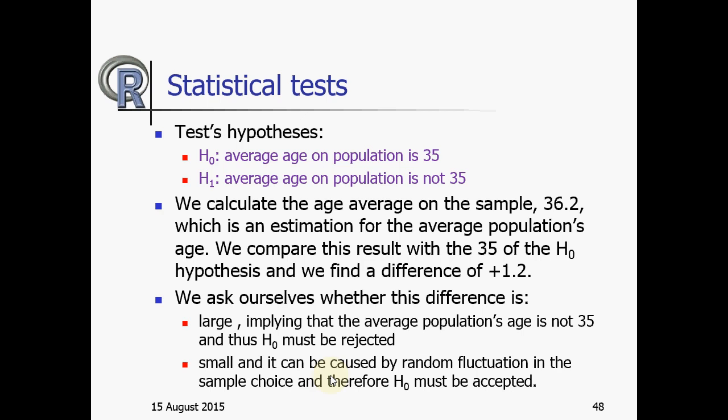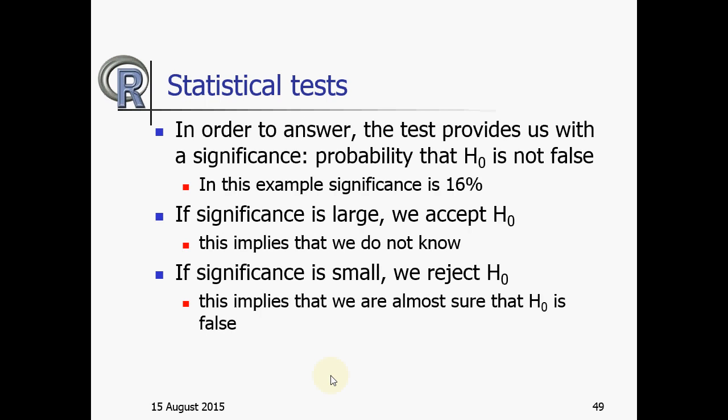What is important for you is that in the test you have your H0 hypothesis and your H1 hypothesis. The test is like a machine which, given your data, produces a significance. If the significance is large, you accept H0. It means that in this case, your average is different from what you expect, but only because you have been unlucky in your choice of the sample.